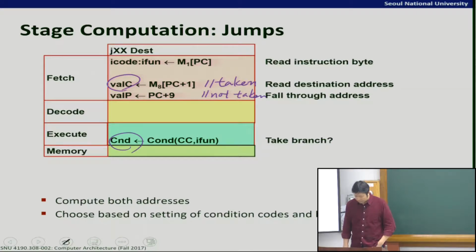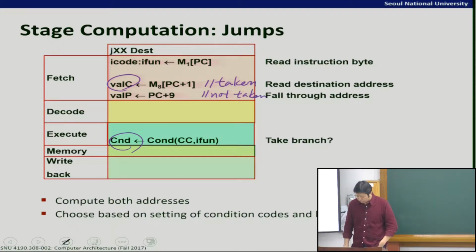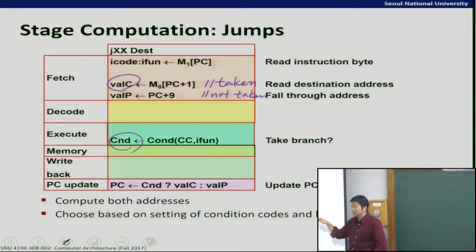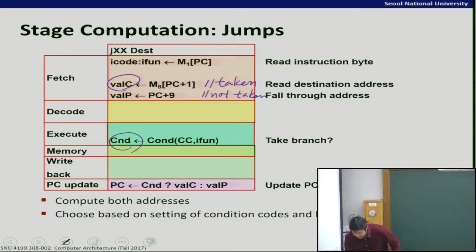In the memory stage, we do nothing. In the write back stage, do nothing. And finally, in the PC update stage, if the condition is true, then we take the value from valC. Otherwise, we take the value from valP. That's how we select the value depending on the condition, and we update the PC based on this expression, right?